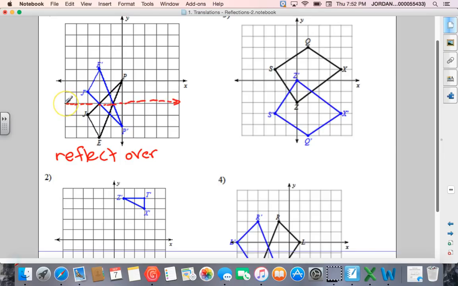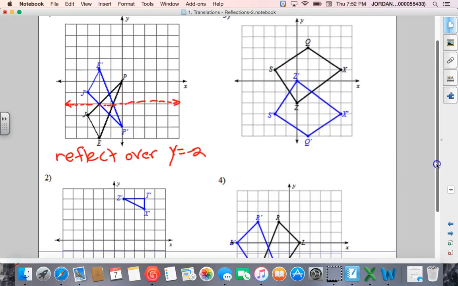So the question is, how do we represent that line? Well, it's a horizontal line, and as you remember before, horizontal lines are represented with y equals, and then whatever point on the y-axis the line is crossing. That line is crossing the y-axis at -2. So we would say reflect over y equals -2, and that will change the black triangle into the blue triangle. All right, let's go down here and do this other one.